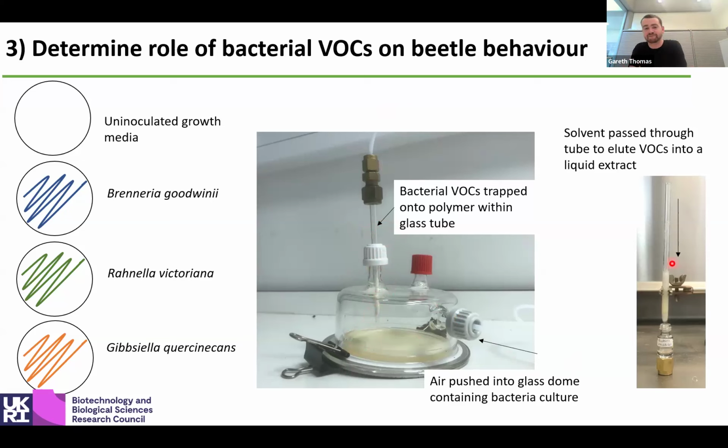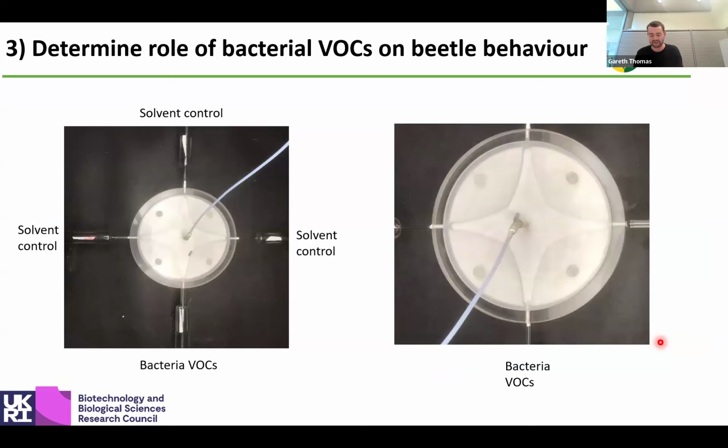After a certain amount of time, we can remove the tube from the headspace and pass a solvent through it, and we're left with this chemical extract, which contains the whole mixture of the compounds that the bacteria are producing. The first thing we wanted to do, before any chemical analysis, is determine whether these bacterial volatiles are actually influencing insect behaviour at all. So we use this technique, four-arm olfactometry, the same technique as I mentioned earlier, but it's a bit easier to demonstrate with these bacterial extracts.